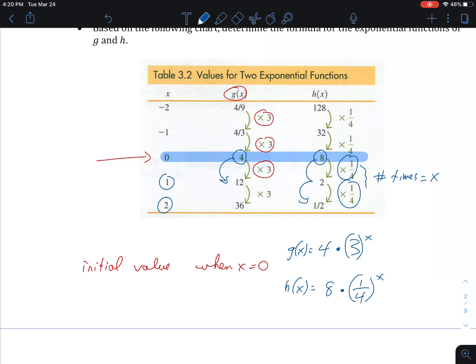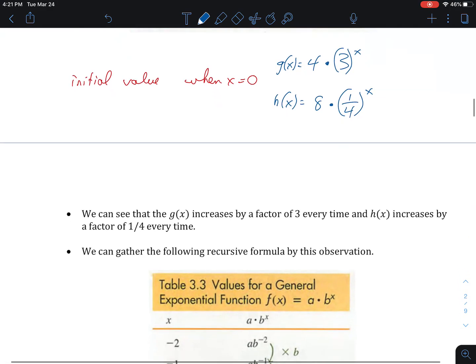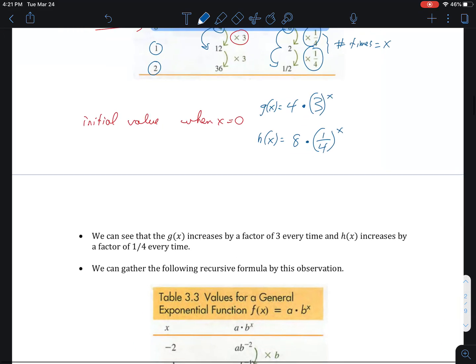That's how we use it in the form of recursive, where you find your initial value when x is equal to 0, find out what you're multiplying by each time, and then the variable is how many times you're going to multiply by that number. Just like if I were to say add 3 to this number every time, you'd say, oh, that's multiplying. The step up from adding is multiplying. The step up from multiplying is exponentials.